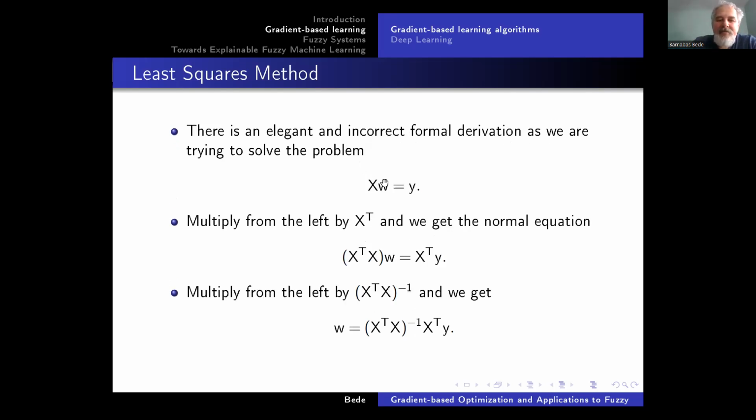So I want to get XW equal to Y. So what do we do? The first trick is to multiply by the transpose of X. Why do we multiply by the transpose of X? We could solve this as a linear system of linear equations if this was a square matrix, but this is not necessarily a square matrix.